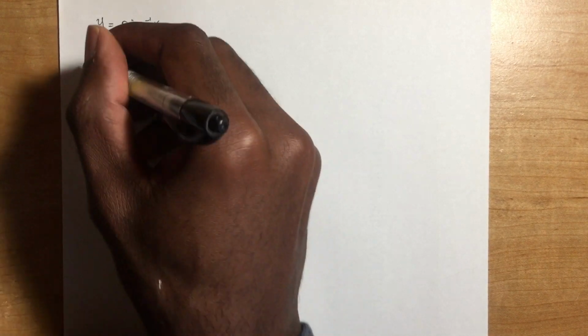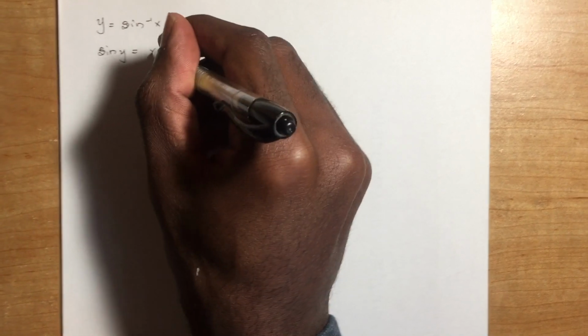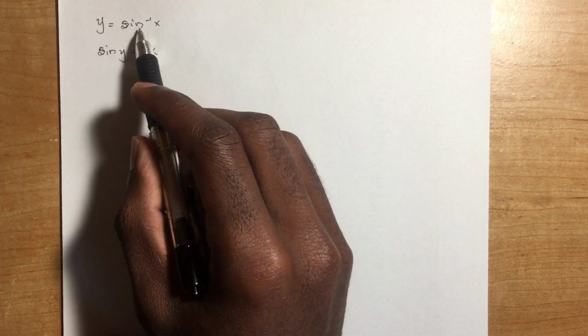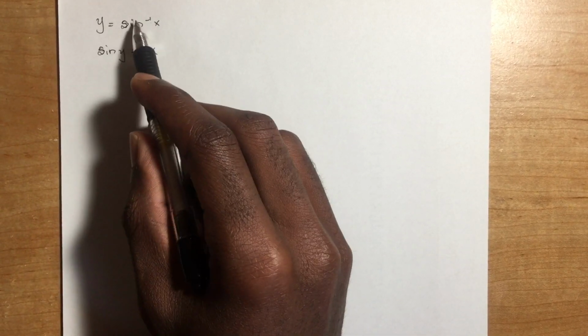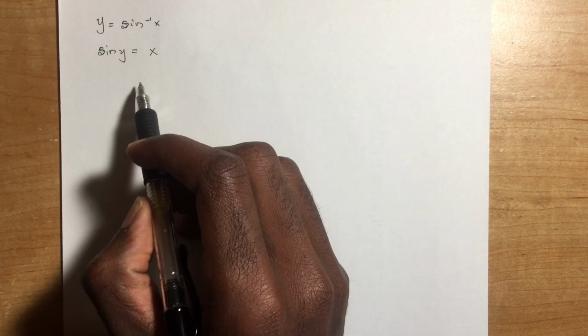So basically, from here, since we don't know what sine inverse of x is, but we do know what the derivative of the sine of something is, we'll just have to put sine on both sides, and sine and sine inverse will cancel each other, meaning we're going to end up with sine of y equal x.